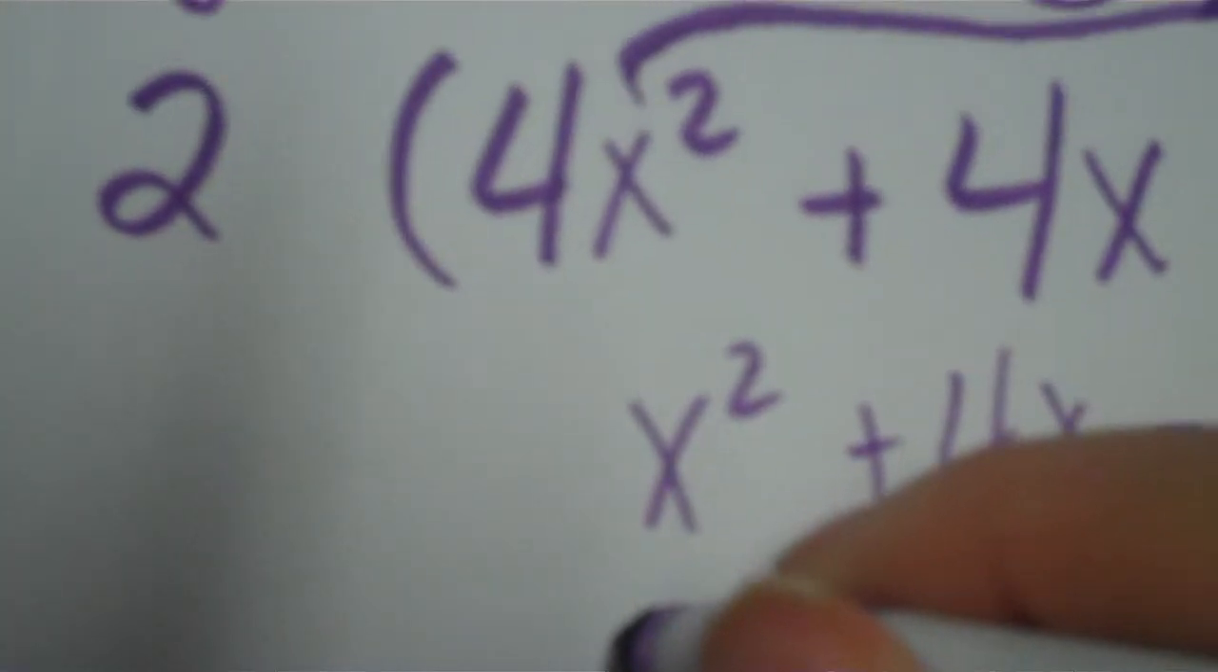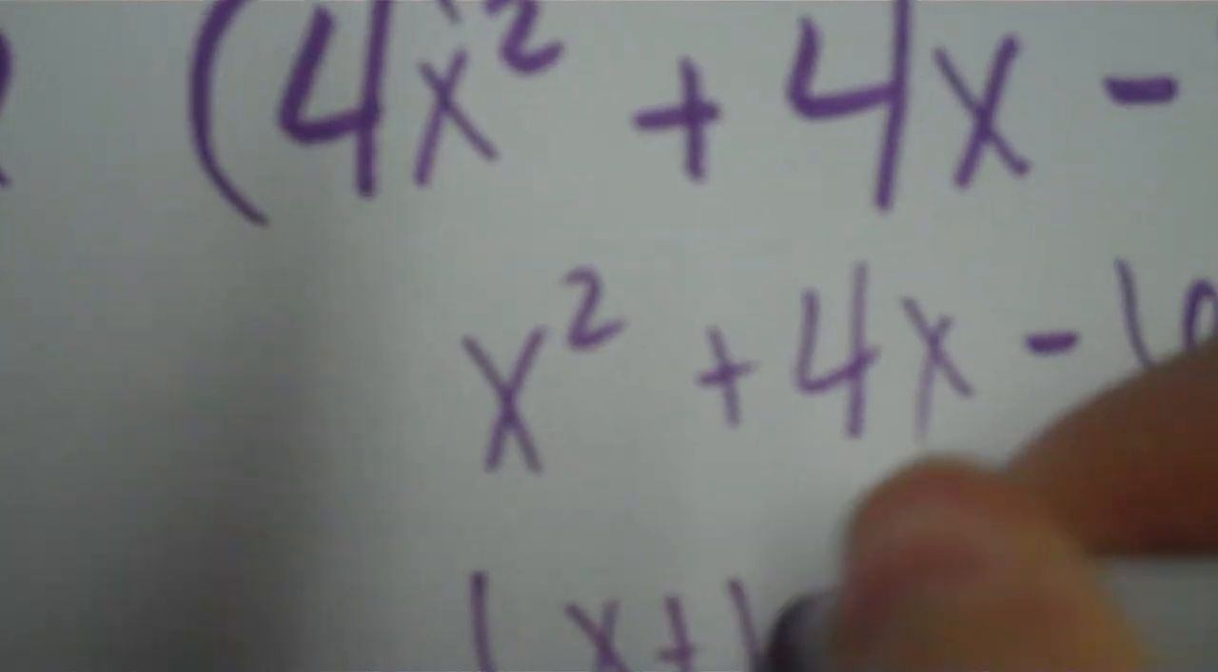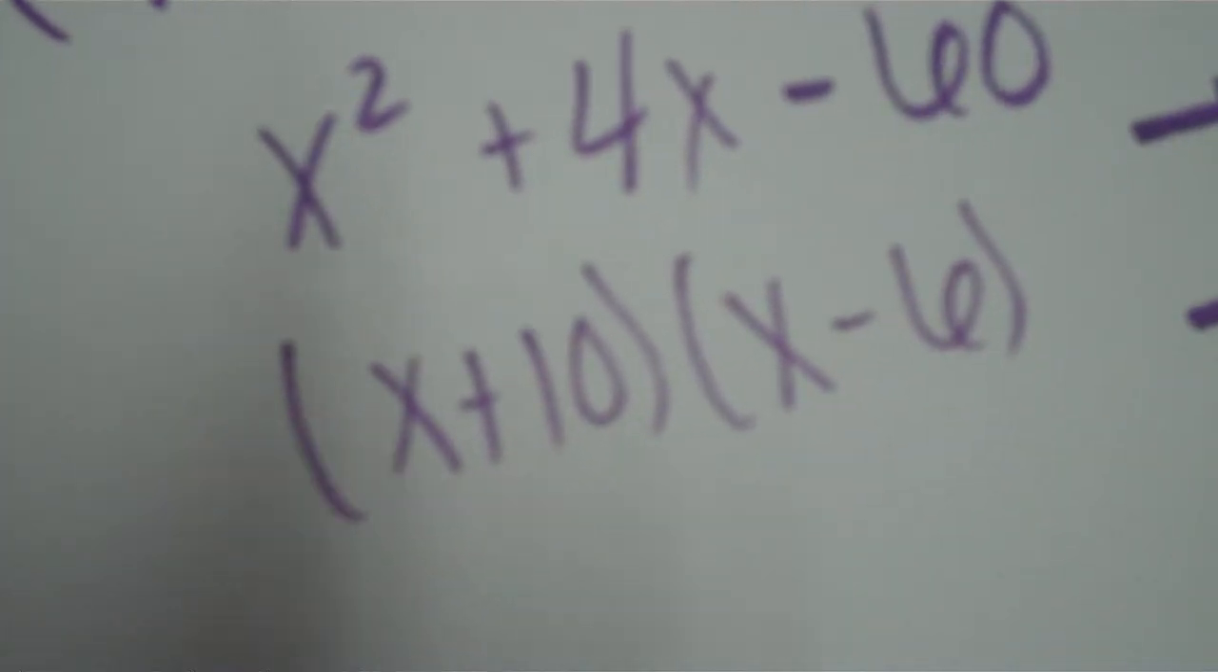It needs to add or subtract to a positive 4. Ain't no way that's getting you a 4. That's not getting you a 4. That's not getting you a 4. We're getting closer. That's not going to get you 4. But 6 and 10 could give me a 4, right? 10 minus 6. So x plus 10, because it's positive 4, and x minus 6. So that's factoring.